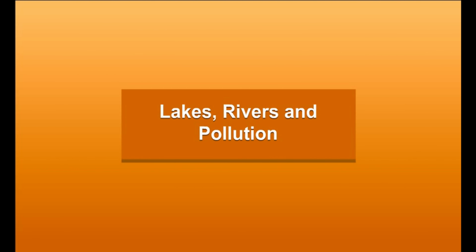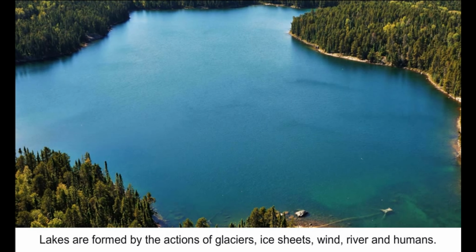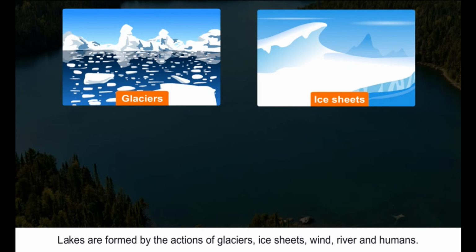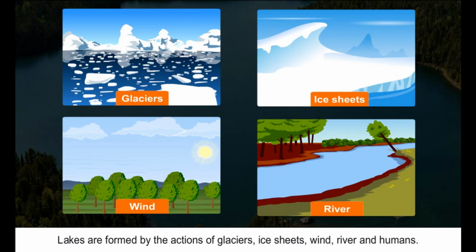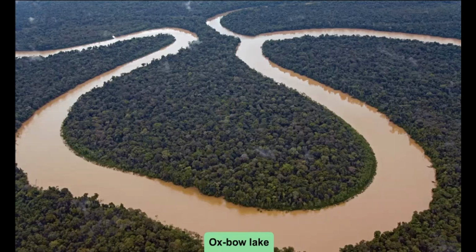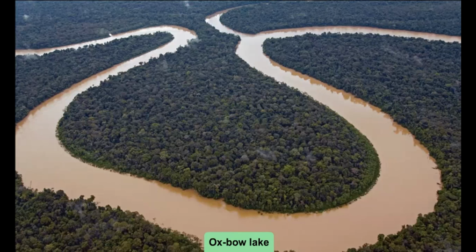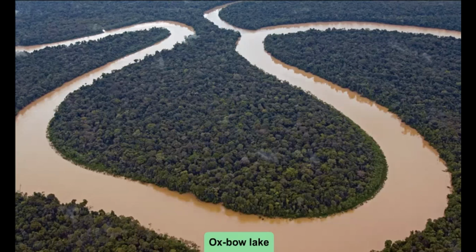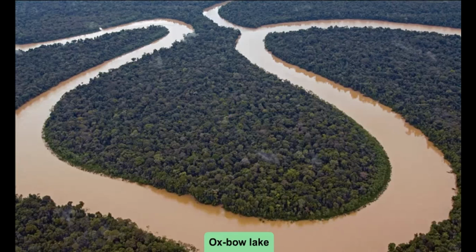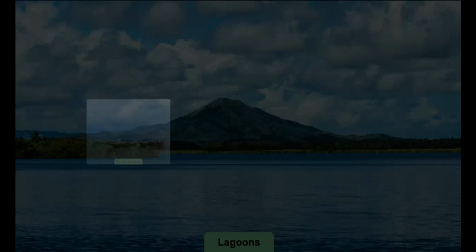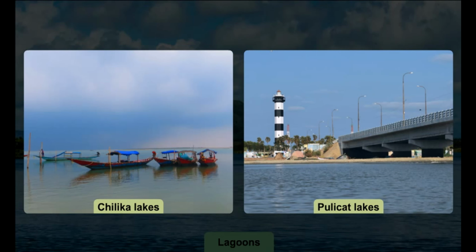Lakes, rivers and pollution. Lakes. Lakes are formed by the actions of glaciers, ice sheets, wind, river and humans. An oxbow lake. When a meandering river flowing across a flood plain gets cut off from the main stream, it takes the shape of a lake resembling an oxbow. Lagoons. Spits and bars form a lagoon. Chilika and Pulicat lakes are examples of lagoons.